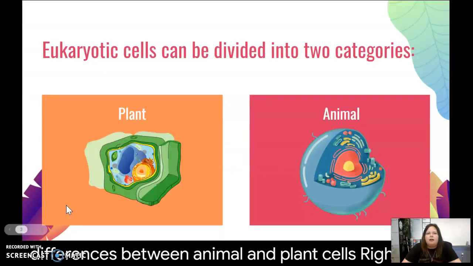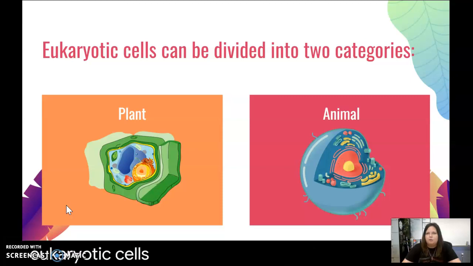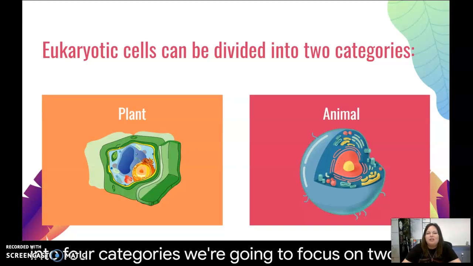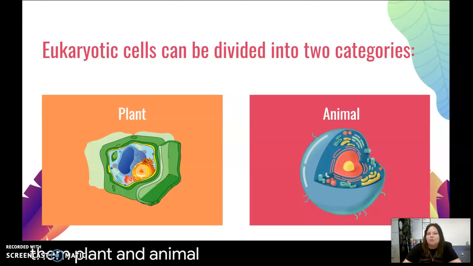All right. Eukaryotic cells, which we learned about in lesson 3.1, can be divided technically into 4 categories. We're going to focus on 2 of them, plant and animal cells.